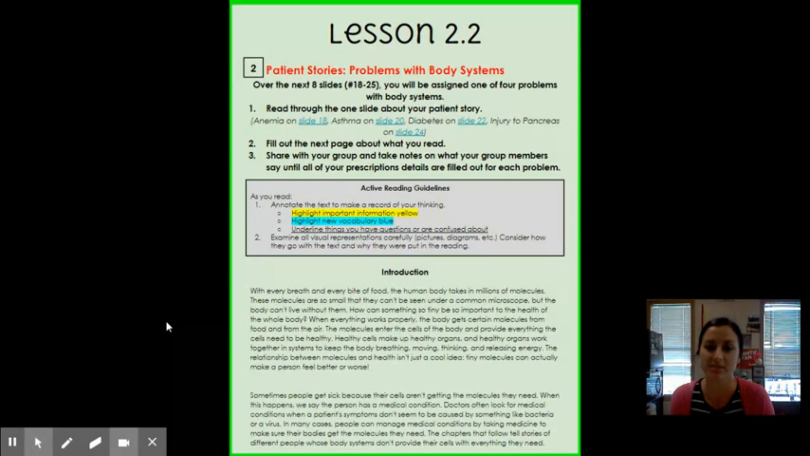Doctors often look for a medical condition when a patient's symptoms don't seem to be caused by something like bacteria or a virus. In many cases, people can manage medical conditions by taking medicine to make sure their bodies get the molecules they need. The chapters that follow tell stories of different people whose body systems don't provide their cells with everything they need. And so you're going to pick anemia, asthma, diabetes, or an injury to the pancreas.